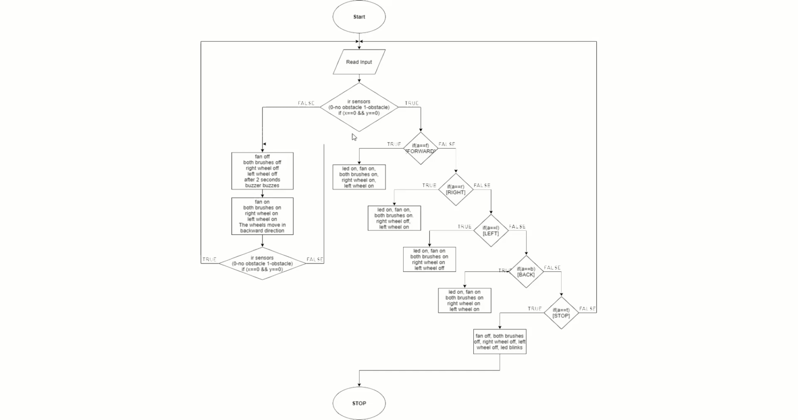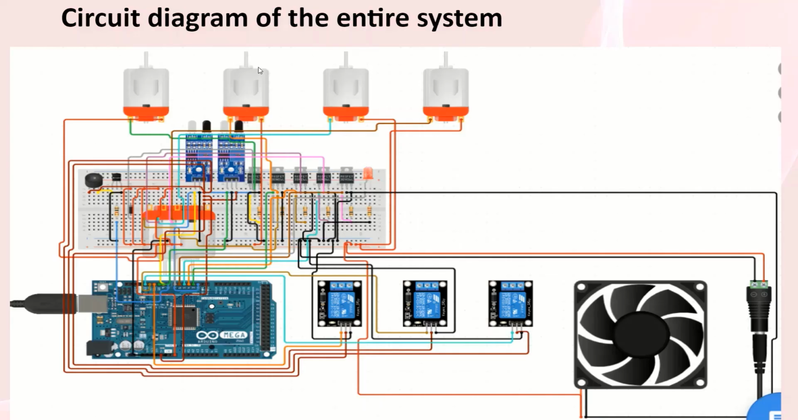If the value of any one of the IR sensors or both is 1, the condition fails, the system stops, buzzes for 2 seconds indicating that there is an obstacle, moves backward, and again checks the values of the IR sensors. Therefore, the cycle continues.